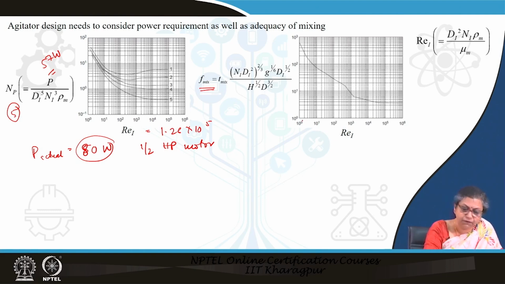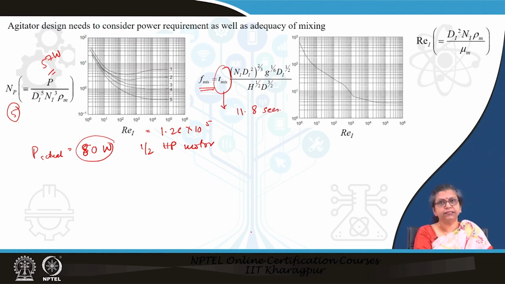Next, we try to find out F mix. Accordingly, we have substituted all the parameters, and from REI we have found out F mix. From F mix we have found out the T mix. We have found T mix to be roughly equal to 11.8 seconds. You can check it for yourself. We find that the mixing time is also not very high. So, therefore, the design is fine.